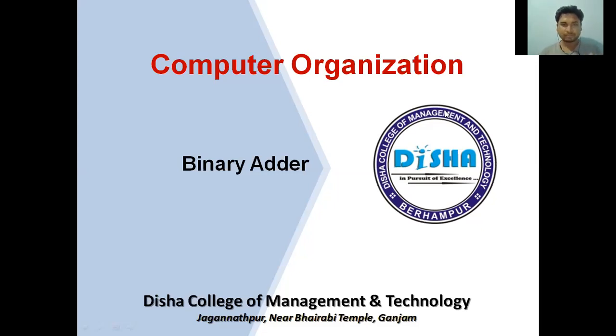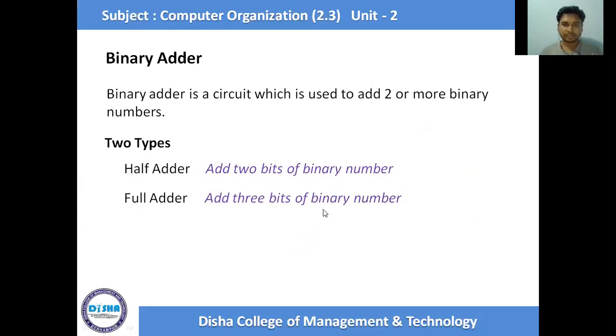So let's discuss the binary adder. A binary adder is a circuit which adds two or more binary numbers. It is of two types: half adder and full adder. In case of half adder, 2 bits are used for the addition process, and in case of full adder, 3 bits of binary numbers are used. So let me describe the meaning of this 2 bit and 3 bit.